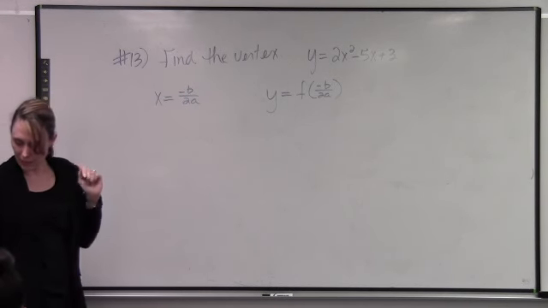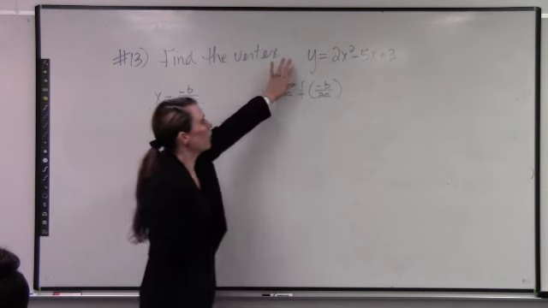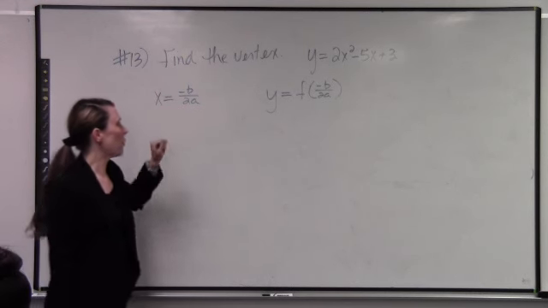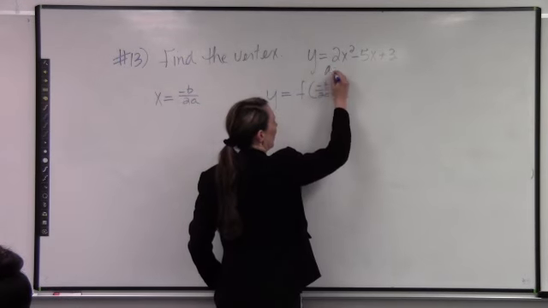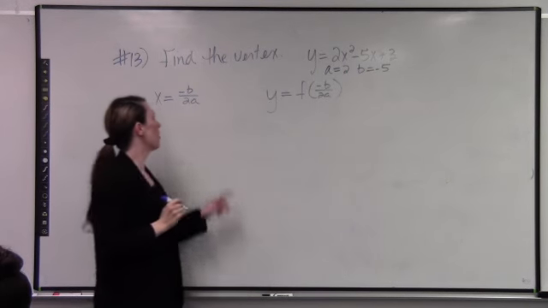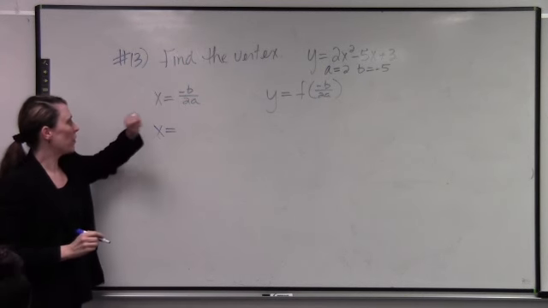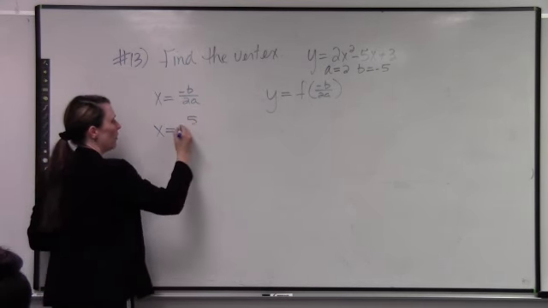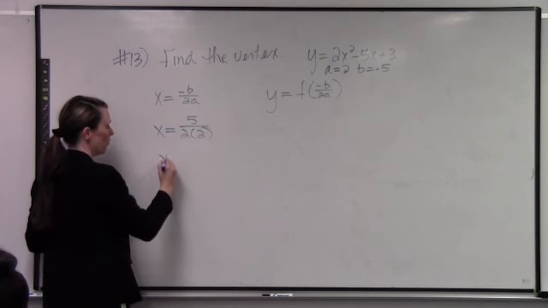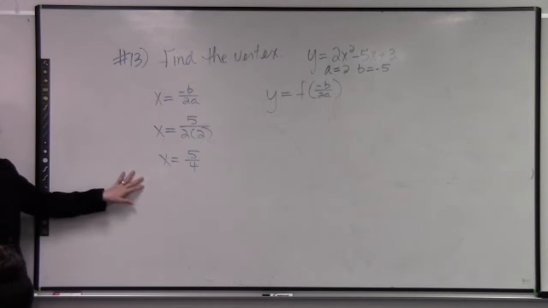On 13, they're asking us to find the vertex of this quadratic function. So we're going to go through and label the different parts so we can use the formula. So A is going to be 2, and B is going to be -5. So let's start off finding x. So x is going to equal the opposite of b, which is +5, divided by 2 times a, which is 2. So we're going to end up with 5/4 for our x component.